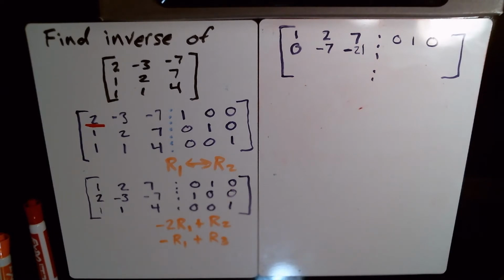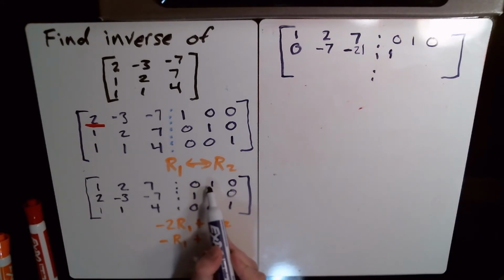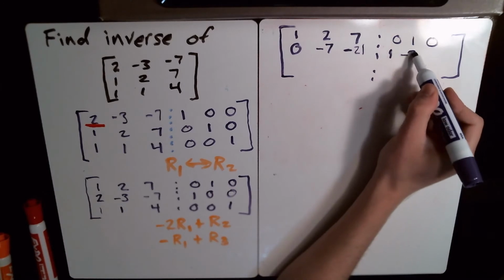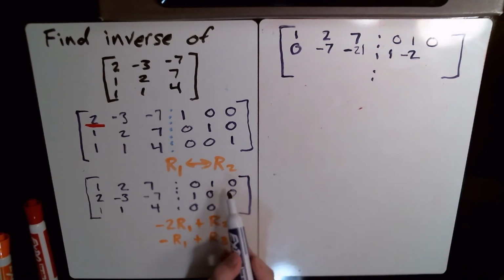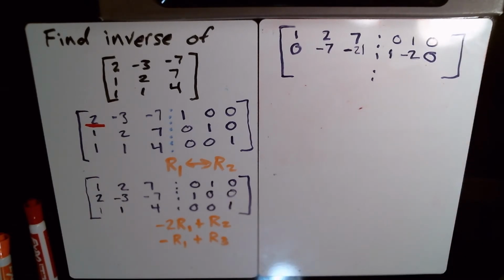Okay. And then we do the same thing over here too. So -2 times 0 is 0, plus 1 is 1. -2 times 1 is -2, plus 0 is -2. And then -2 times 0 plus 0 is still 0. Okay. Cool. So that's our second row.